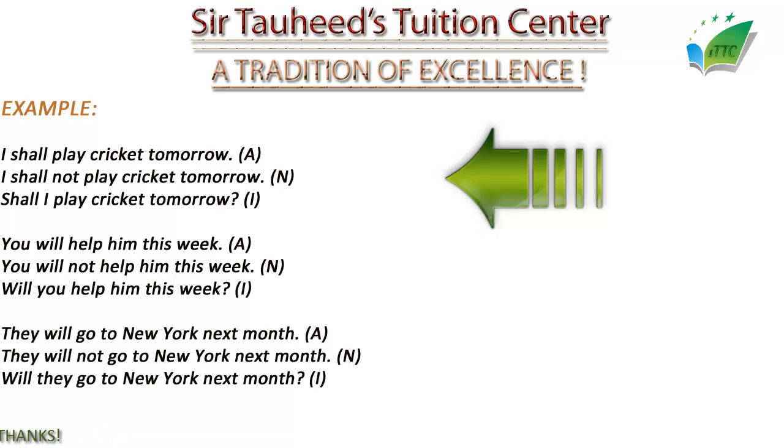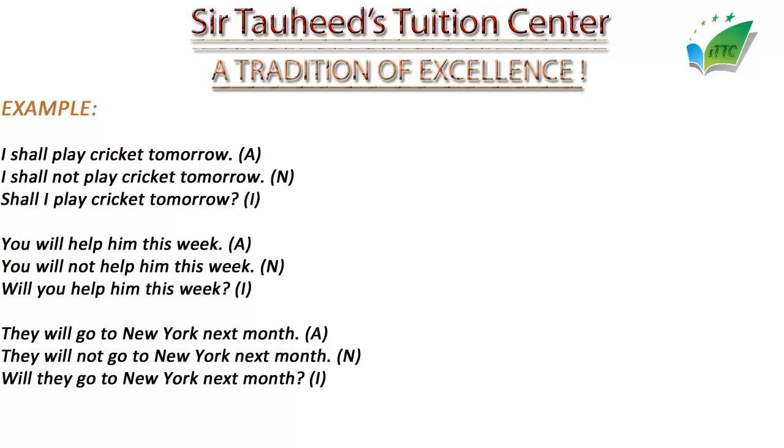Now to make this sentence an interrogative one, we have to use the helping verb before the subject. So the sentence will become: shall I play cricket tomorrow? And don't forget to put a question mark at the end. It means that I'm asking if I'm going to play cricket tomorrow.